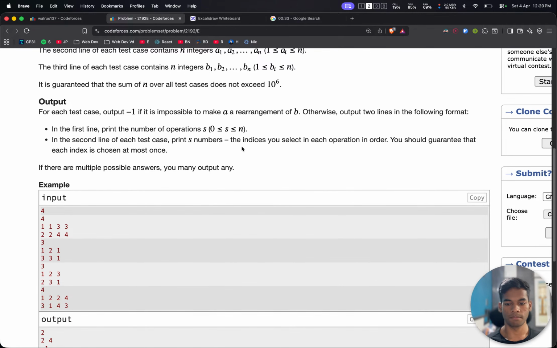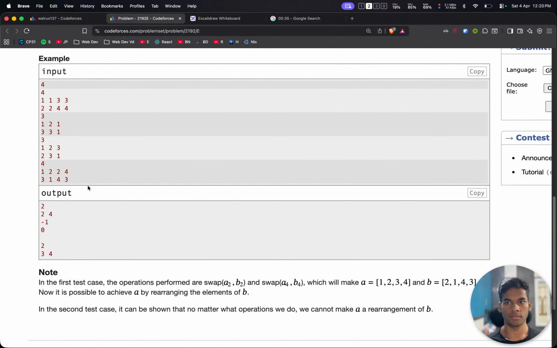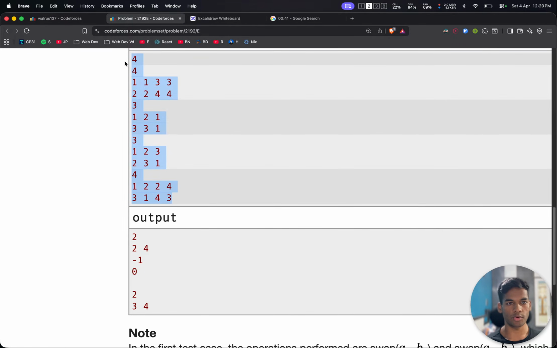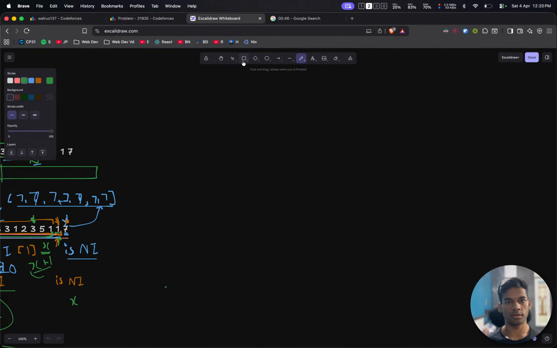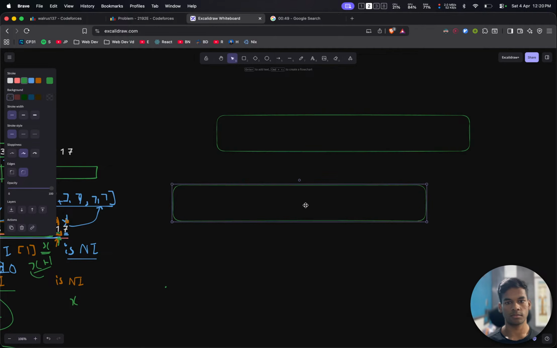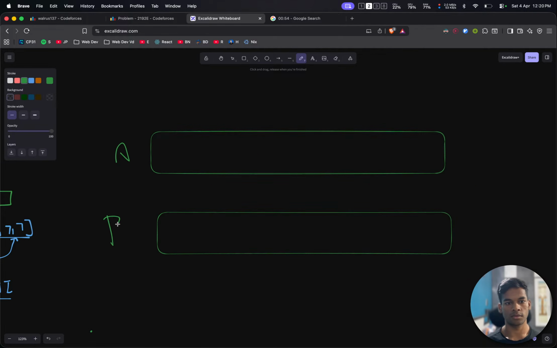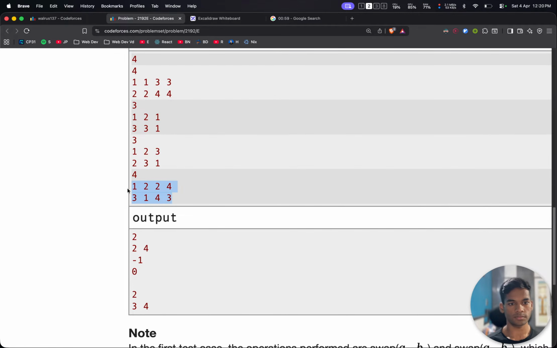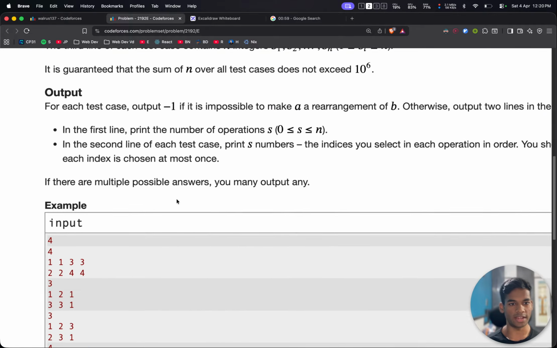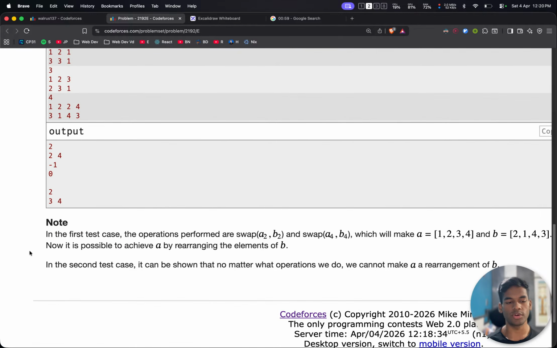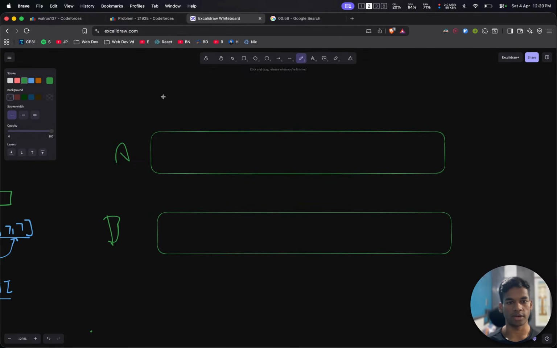Okay. Okay. I am feeling dynamic programming. We have two arrays, A and B. And let's take an example. This one. Wait, shit. We have to output. What do we have to output? In the first line, output the number of operations, and in the second line, output the operations themselves. Cool. Okay.